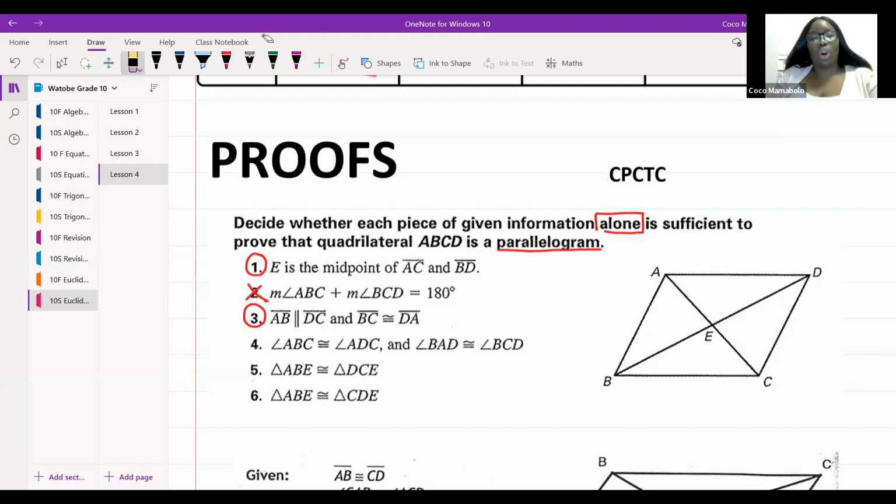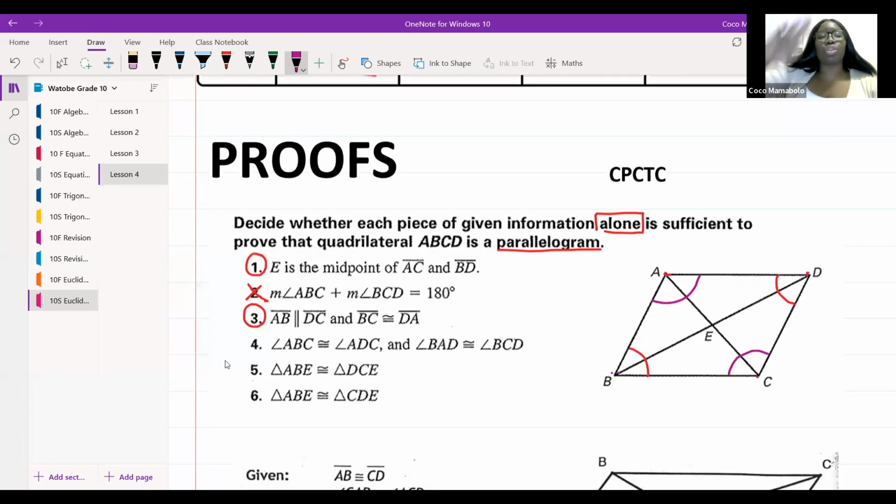All right. So we know that number 3 is going to help us. Let's look at number 4 and what it is saying. It's saying angle ABC, so I'm going to map it out. This angle over here is equal to angle ABC. And then it also says angle BAD. This angle over here is equal to angle BCD. This angle over here.